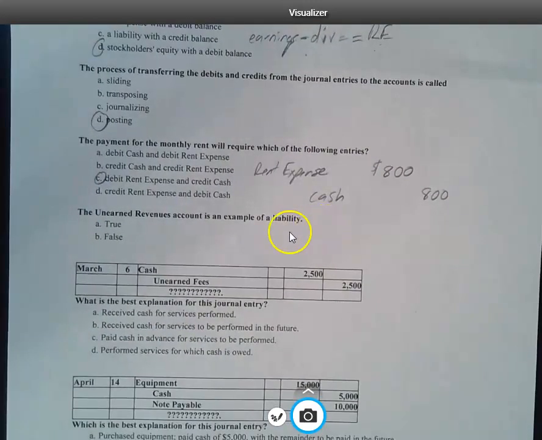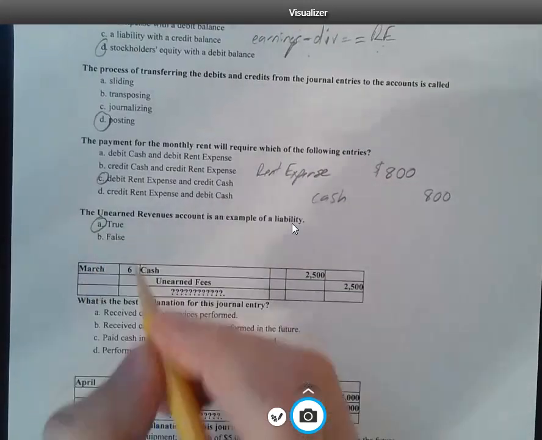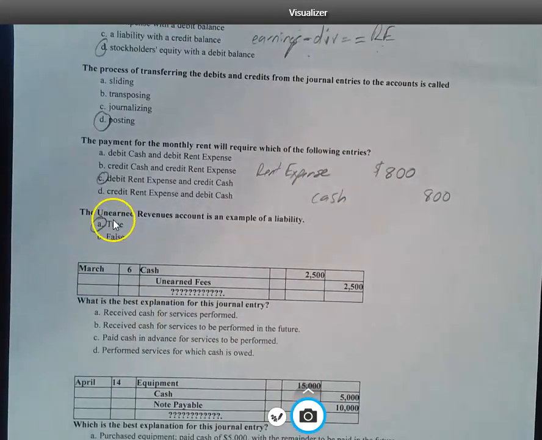And we've also had this question, but I really want you to get this through your head. The unearned revenues account is an example of a liability. This is absolutely a true statement. And the reason is because the revenues are unearned. Remember, this is the accrual basis of accounting. So revenues that are earned are not an asset. They're strictly an income statement item.